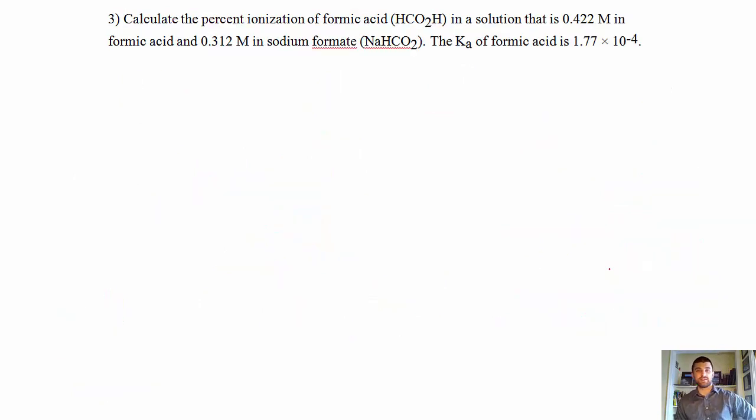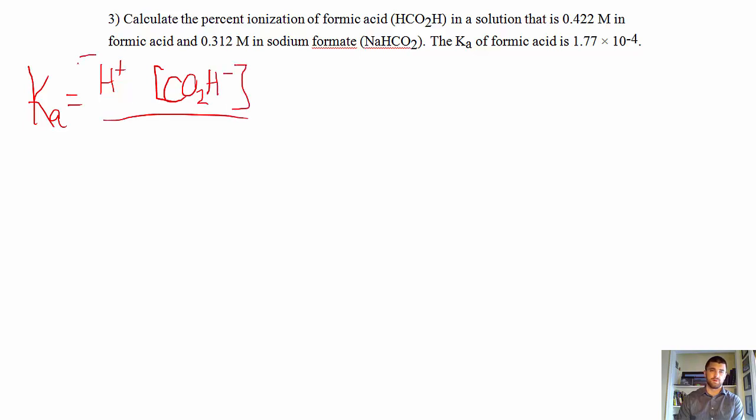All right, number 3 says calculate the percent ionization of formic acid in a solution that is 0.422 molar in formic acid and 0.312 molar in sodium formate. All right, so this is just like the last problem, except a little different. Do they use the same numbers? No, right? They're not that nice. So we're going to have to do, again, our Ka is going to equal the H⁺ times the CO2H⁻ all over the HCO2H.